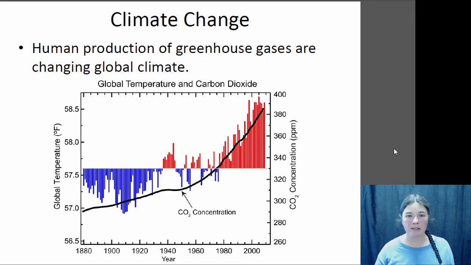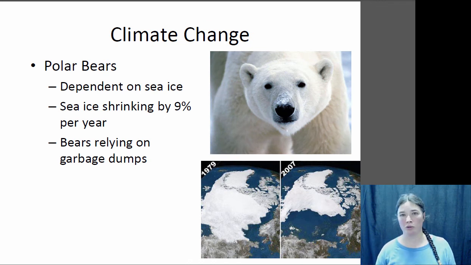So why do we care about this? Well, you have your poster children for climate change. This is a polar bear. Polar bears are dependent on sea ice. And the sea ice is shrinking. There is less sea ice in the Arctic than there used to be. So this is 1979 and 2007. I don't even have the data from more recently, but it's continuing on the same trajectory where there's less and less of this ice.